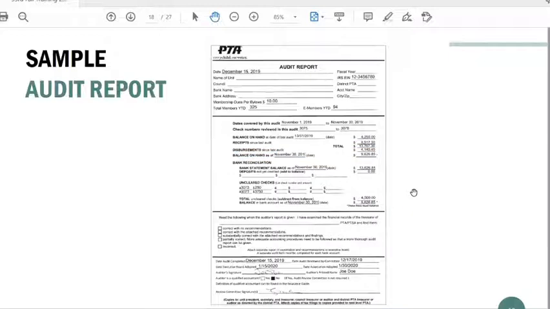Then you're going to pull your bank statement, which is from your bank reconciliation, and put in your bank balance on the next line.